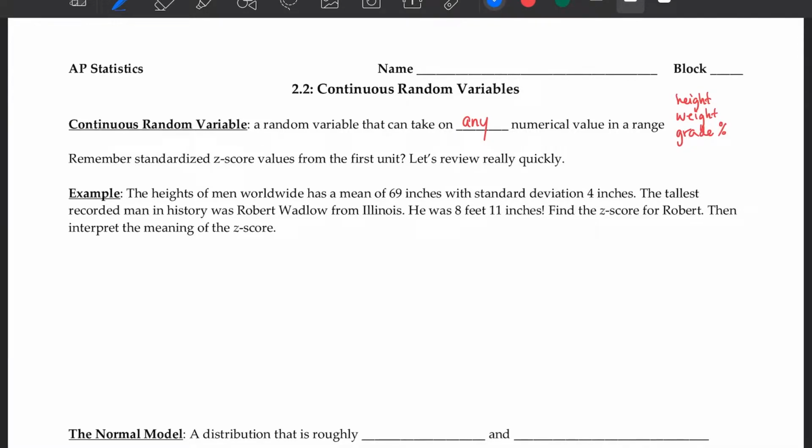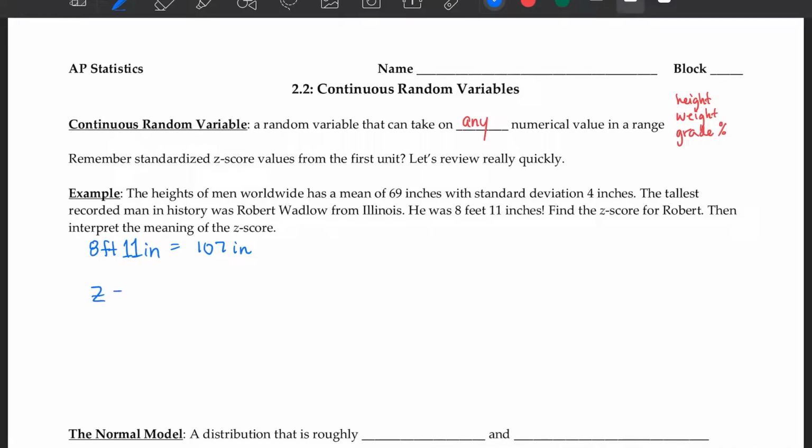So let's do an example of that. Here we have the heights of men worldwide has a mean of 69 inches with standard deviation of 4 inches. The tallest recorded man in history was a man named Robert Wadlow from Illinois. He was 8 feet and 11 inches tall. We want to find the z-score for Robert and then interpret the meaning of the z-score. So first, I'm going to take this height of Robert and convert it into the units that I have my population parameter info in, which is just inches. So it turns out 8 feet 11 inches is 107 inches.